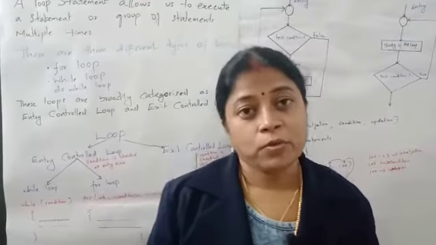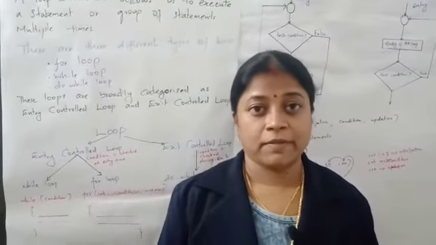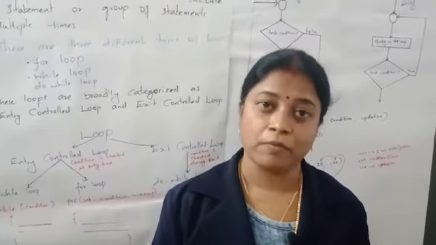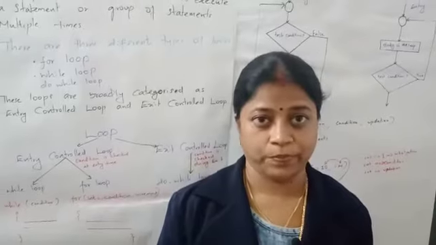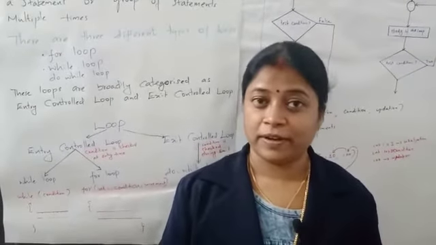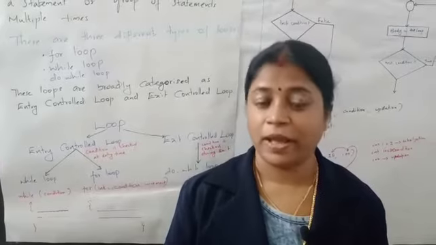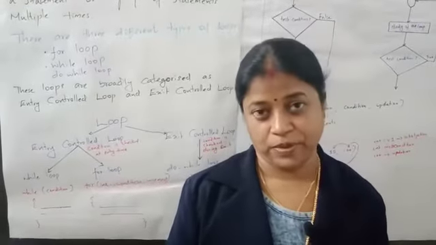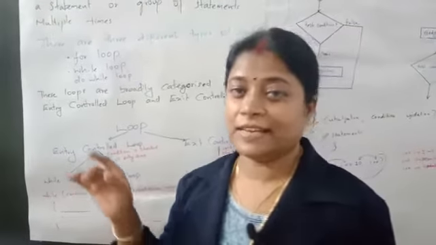Now loops are of three types. What are they? For loop, while loop and do while loop. The loops are further categorized into two. What are they? Entry control loop and exit control loop. Now we shall study them in detail.